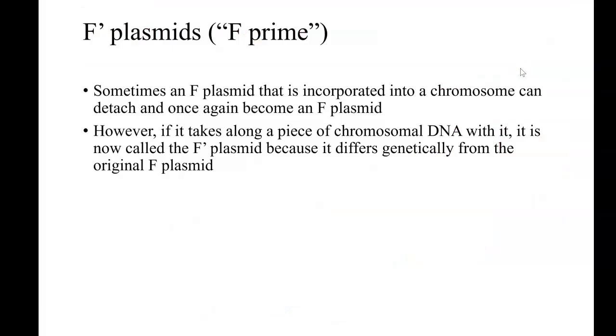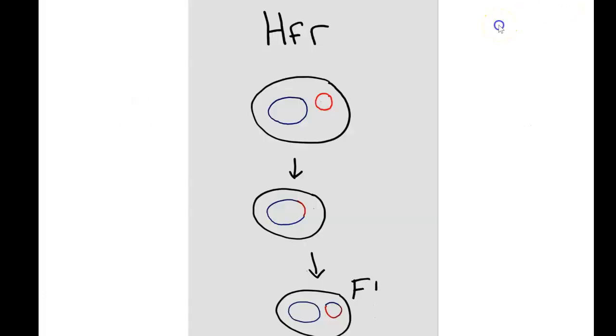Now, sometimes that plasmid actually comes back out of the DNA, and it might actually take some of that chromosomal DNA with it because it looks a little different. We go from calling it an F plasmid to becoming an F prime plasmid just because it looks a little different. So we have to give it a little different designation.